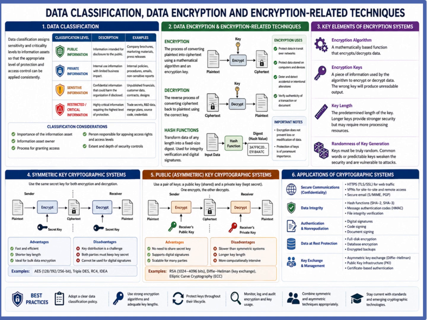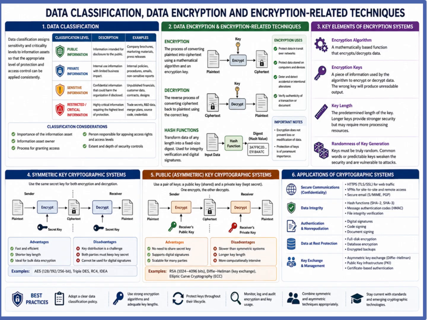Symmetric encryption uses the same secret key for both encryption and decryption. It is fast and efficient, making it ideal for bulk data encryption. Examples include Advanced Encryption Standard and Triple Data Encryption Standard. However, the challenge is securely distributing and protecting the shared secret key.